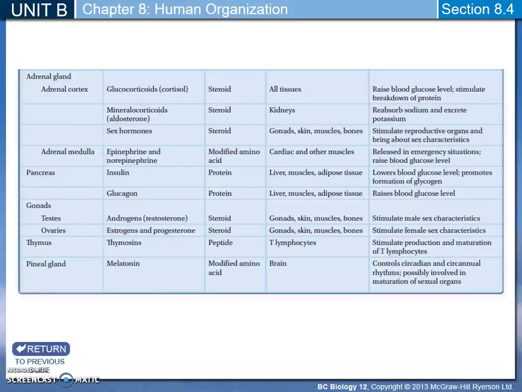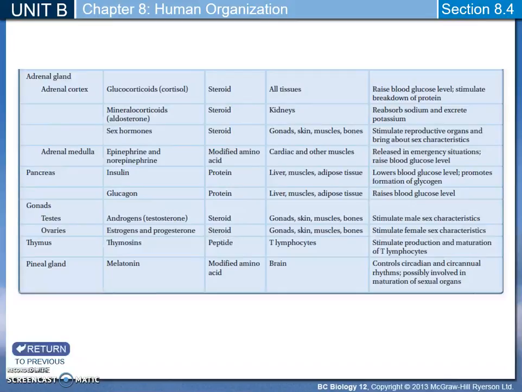And then we have the sex hormones, so androgens, or testosterone in the male, to stimulate the mature male sex characteristics. And then estrogens and progesterone produced by the ovaries in the female, and again to stimulate the mature female sex characteristics. The thymus then produces the thymosins, and this stimulates production and maturation of the T lymphocytes.